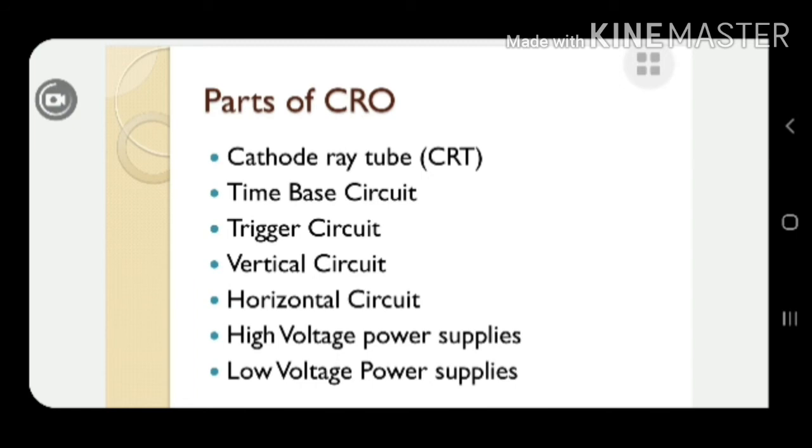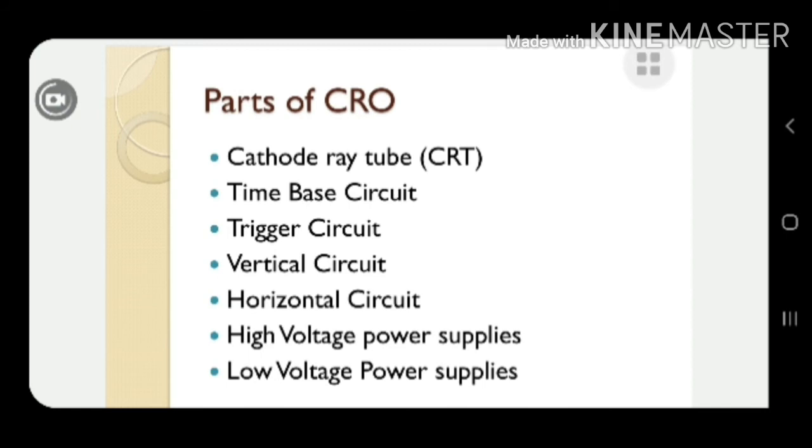So in all, CRO has 7 main parts. Cathode ray tube, which is the main part of CRO, called the heart of CRO. Time-based circuit, which is a sawtooth wave generator or sweep generator, used for producing the image on the screen of CRO.